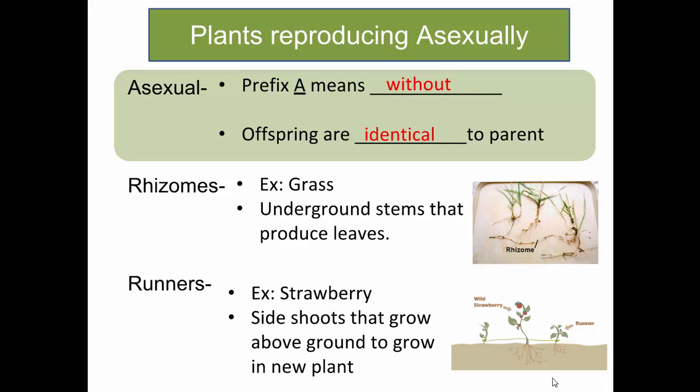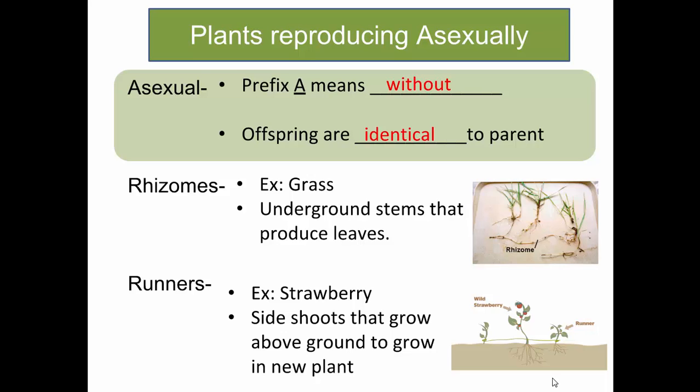The offspring are copies. There's lots of ways plants do this naturally, and there's also ways humans do this to plants. One example is something called a rhizome. Grass grows through rhizomes. Basically, it grows a stem underground and then pops up a new plant every once in a while that produces leaves, and those plants are just clones of the original.